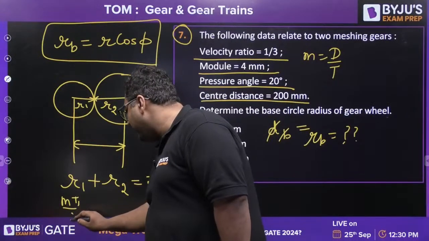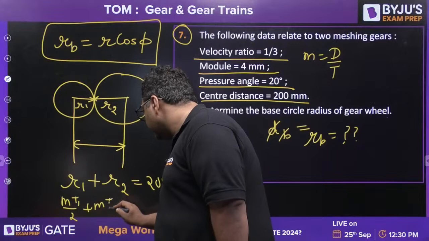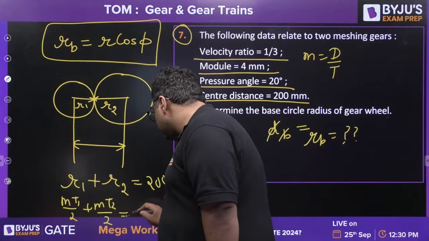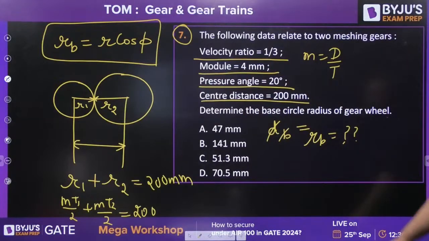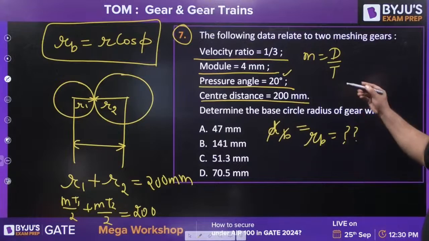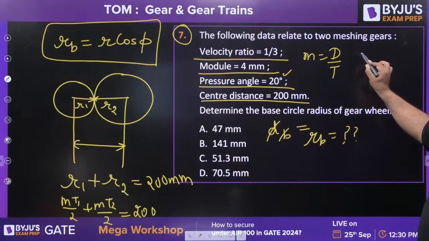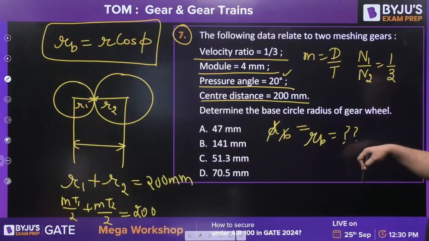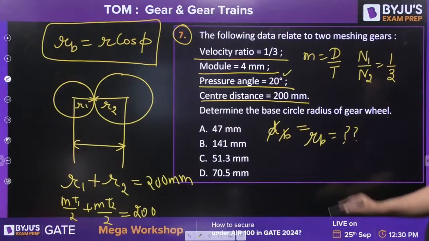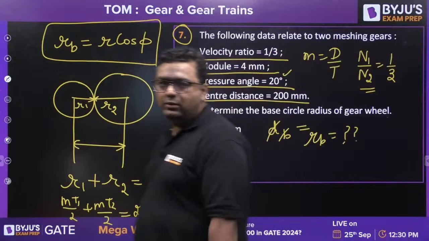So MT1 by 2 plus MT2 by 2 is equal to 200. It is mentioned the pressure angle is 20 degrees, velocity ratio is 1/3. So N1 by N2 is 1/3. So you can use this as the ratio of teeth as well. Solve it and get the answer.